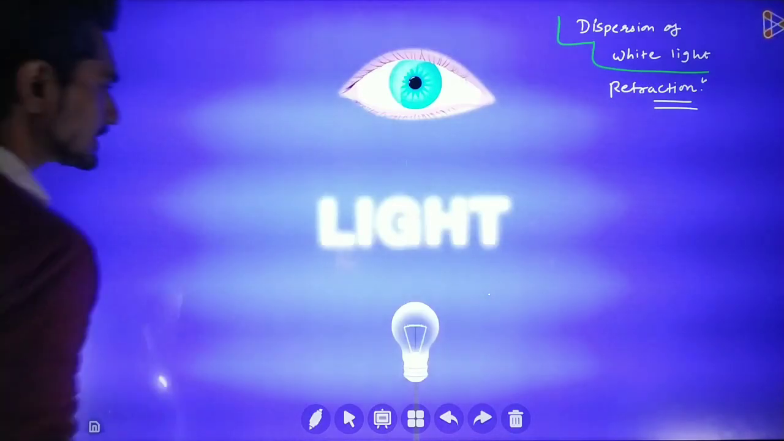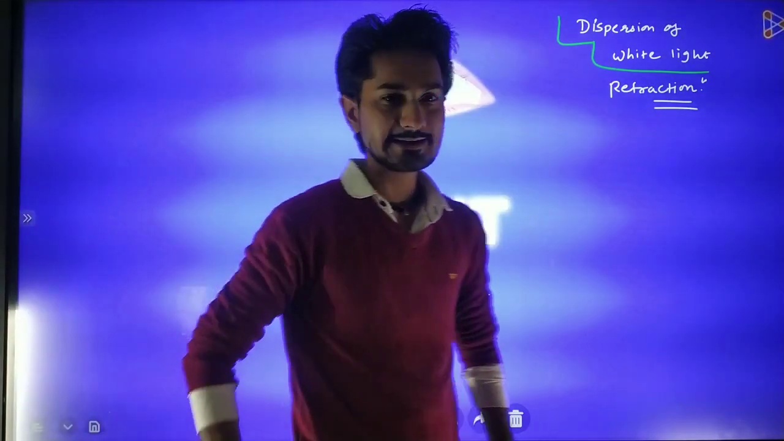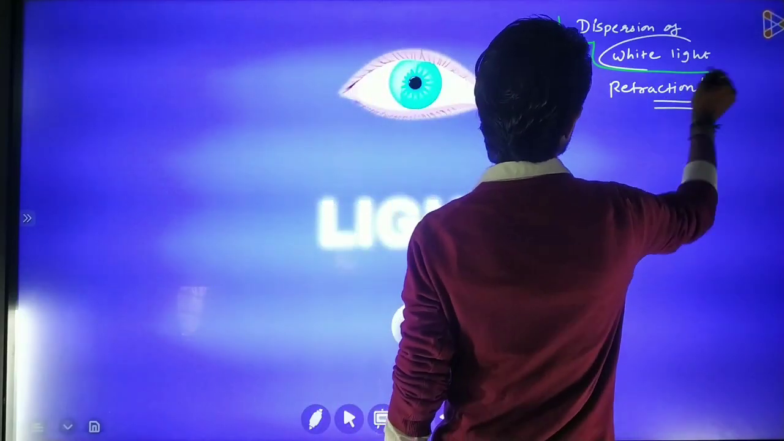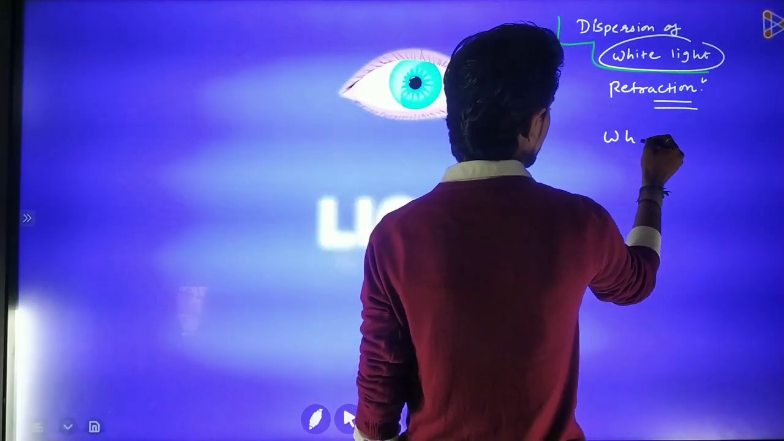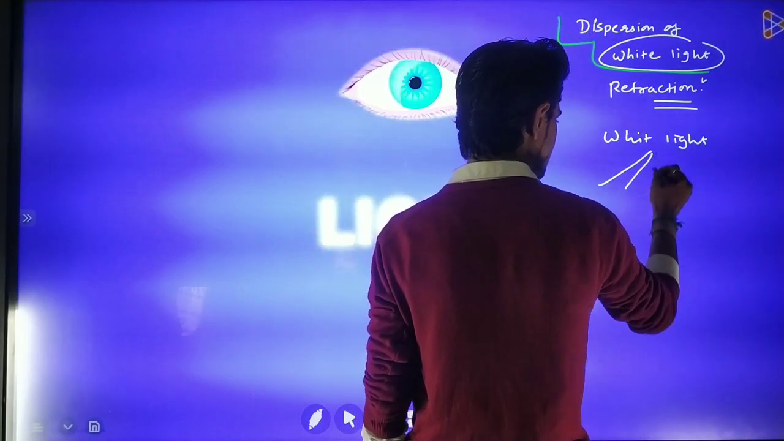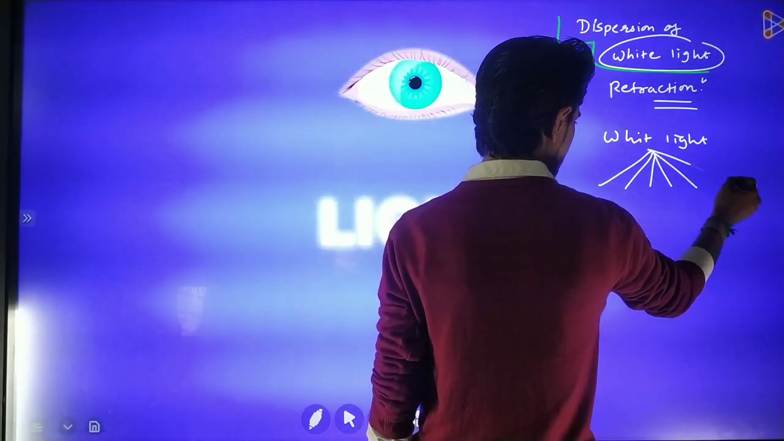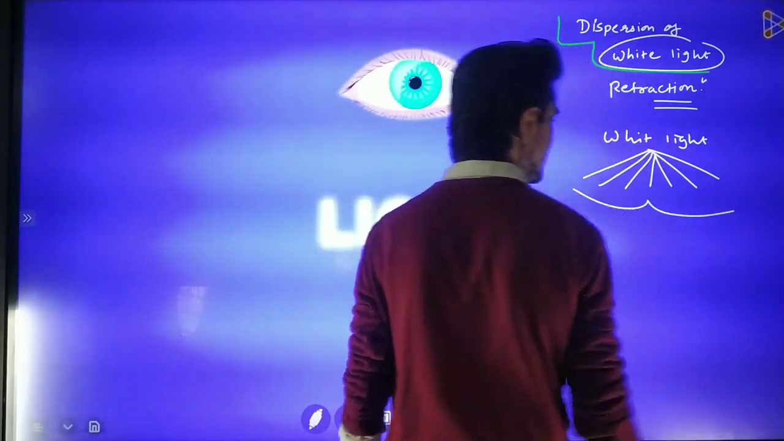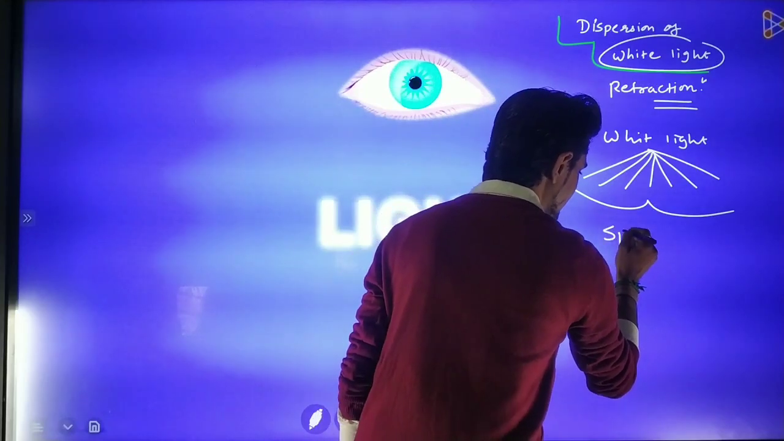So now we have understood that white light is basically made up of 7 colors. These 7 colors are called a spectrum.